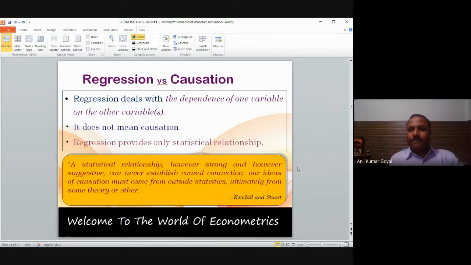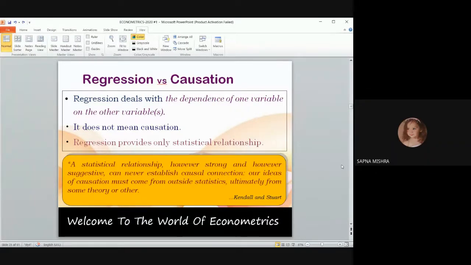Let me ask you one question. Are Sensex prices dependent on the prices of Reliance Industries, or are Reliance Industries prices dependent on Sensex? Are you getting my point? The share prices of Reliance Industries are dependent on Sensex, or Sensex is dependent on the Reliance Industries share price. Can you tell me? No one? So I think the share prices of Reliance Industries are dependent on the Sensex.